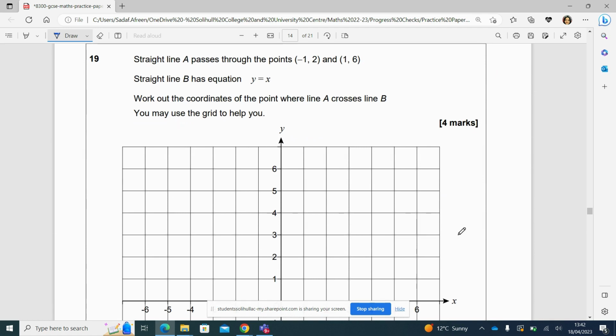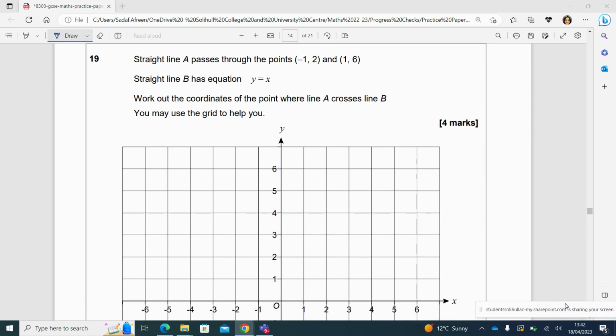Okay, question number 19 says a straight line A passes through the points minus 1, 2 and 1, 6. Straight line B has equation y equals 6. Work out the coordinates of the point where line A crosses line B. You may use the grid to help you.